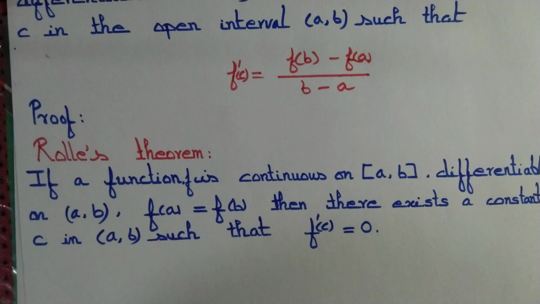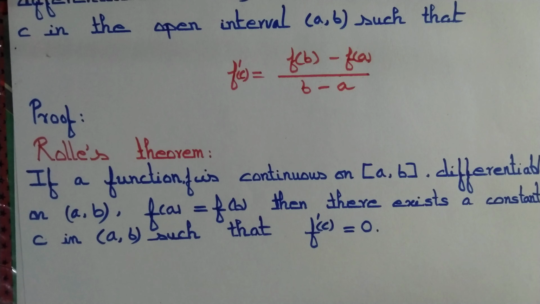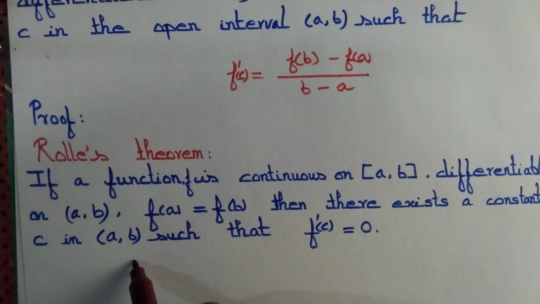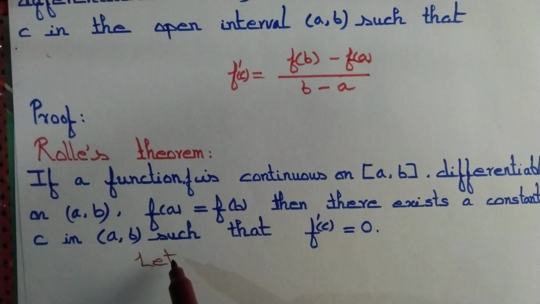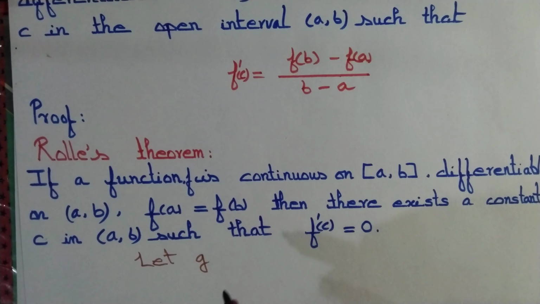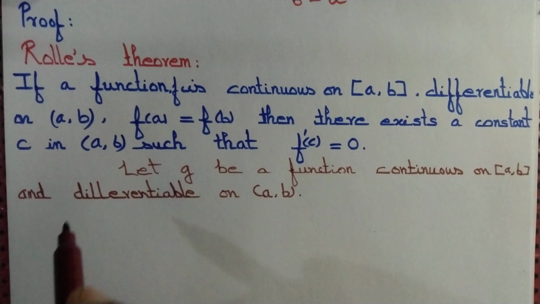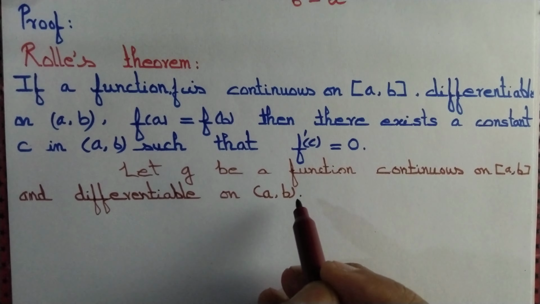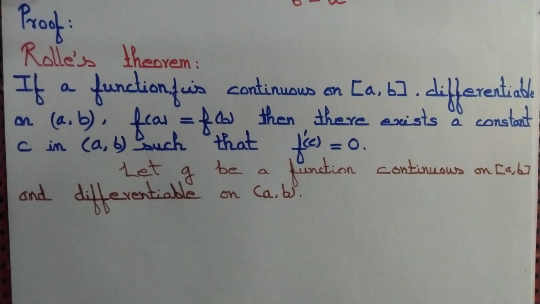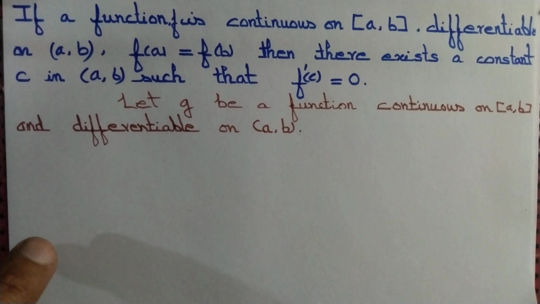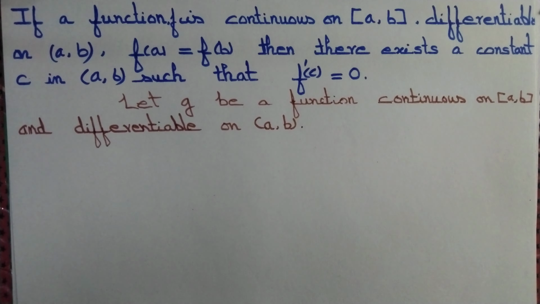Let's do it. In order to do so, we will define a function g. Let g be a function continuous on the closed interval [a, b] and differentiable on the open interval (a, b). So g is continuous as well as differentiable. We want to apply Lagrange mean value theorem to g, or in other words, we want to show that Lagrange mean value theorem holds for g. But we will prove it using Rolle's theorem.